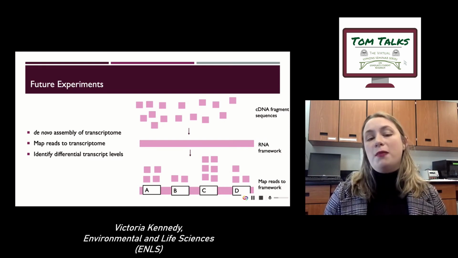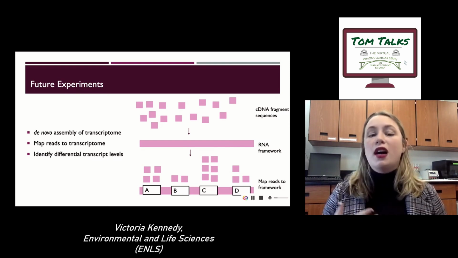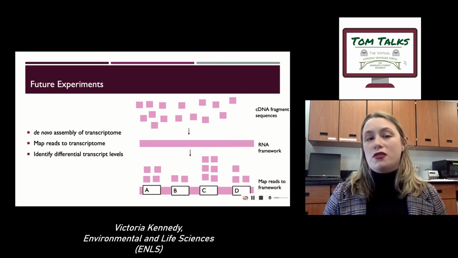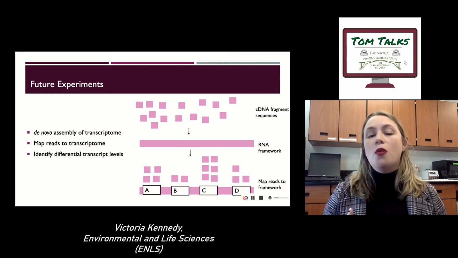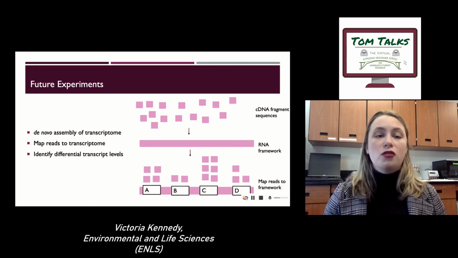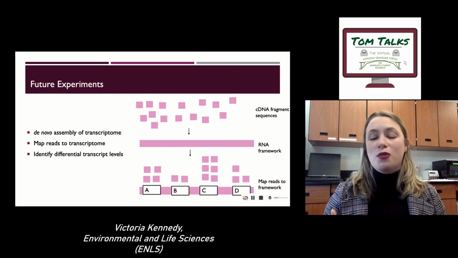So rather than just mapping them, I actually have to use them to build my framework before I can map them. And then once I have my framework, I'm still able to map the reads to that framework in order to identify the changes in transcript levels, and identify any changes in gene expression. Now, while this is more of a nuisance and a bit more time consuming, it does have the added benefit of being able to show us more minute changes in transcript levels or gene expression that you wouldn't otherwise get to see if you had just done the traditional method. So while it is a bit more work, it does have the added benefit of being able to show us those more minute changes.